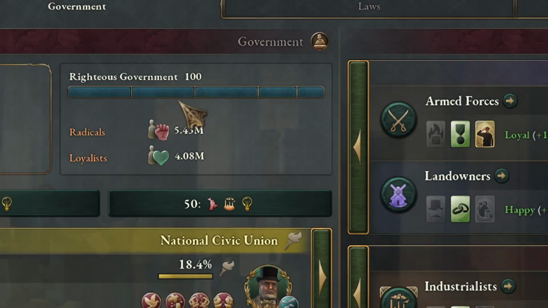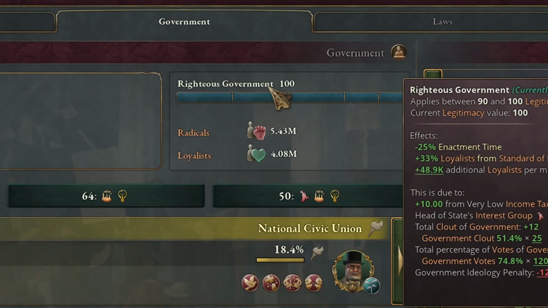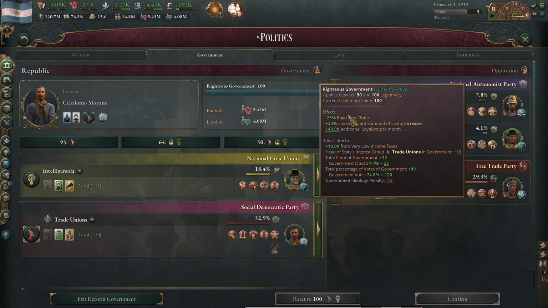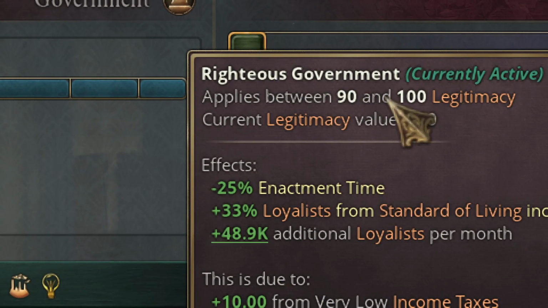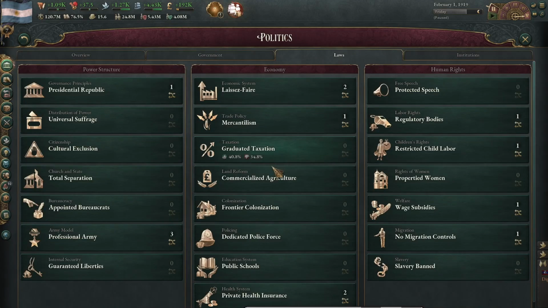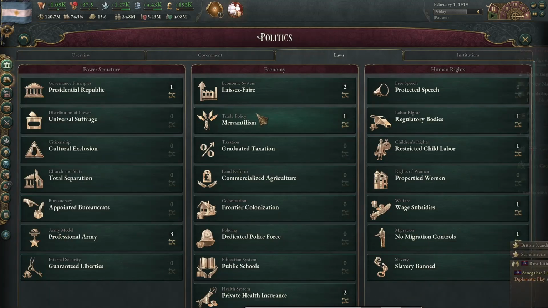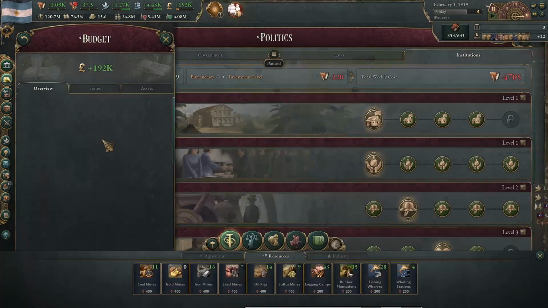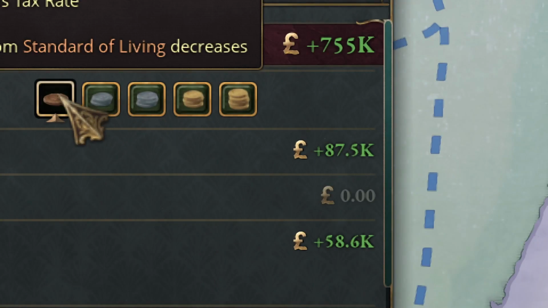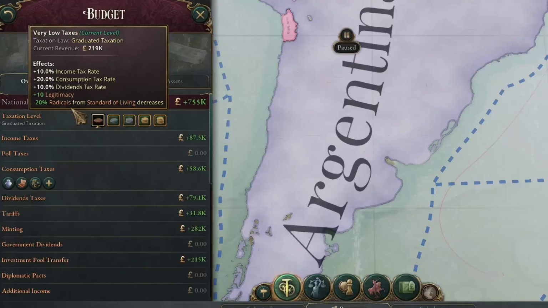Also, there is an important thing here that if you are between 90 and 100%, you get an extra bonus because you transform yourself into a righteous government. So, for example, if you have a government that is, let's say, 80 legitimacy, by moving this lever here, you're going to be gaining 10 extra legitimacy. So you're going to be in the 90 to 100 points in legitimacy, and that is great.